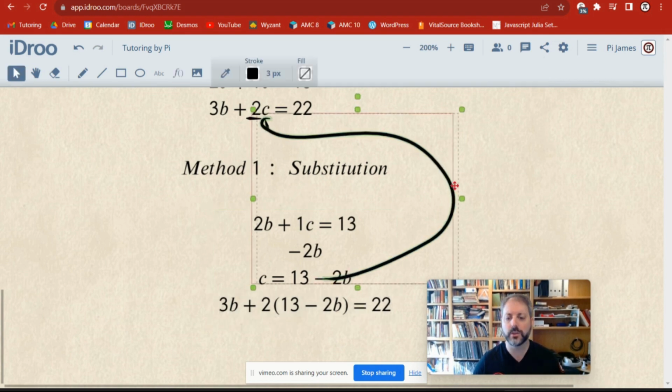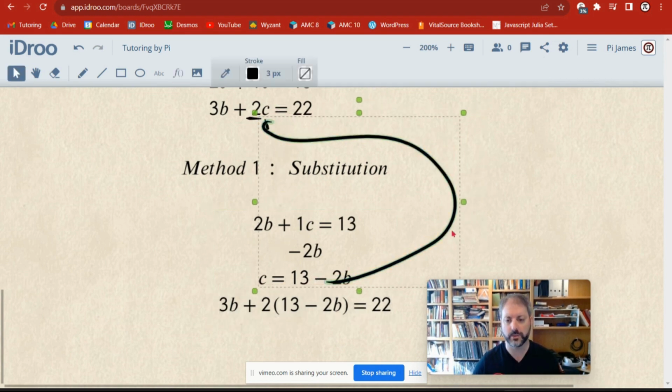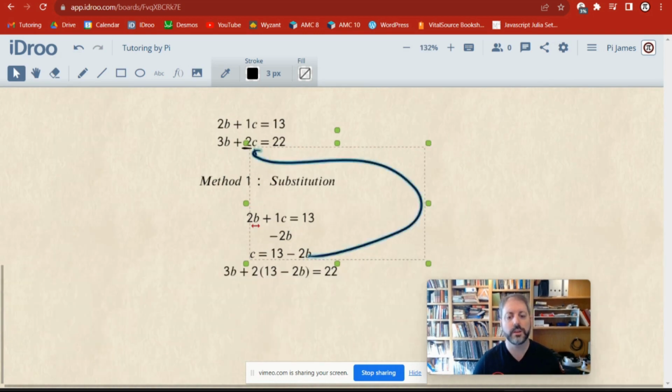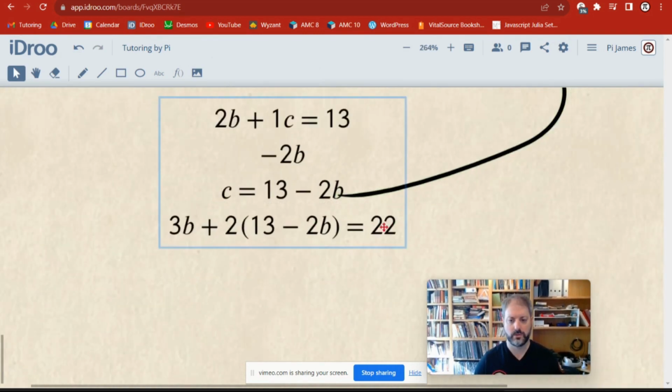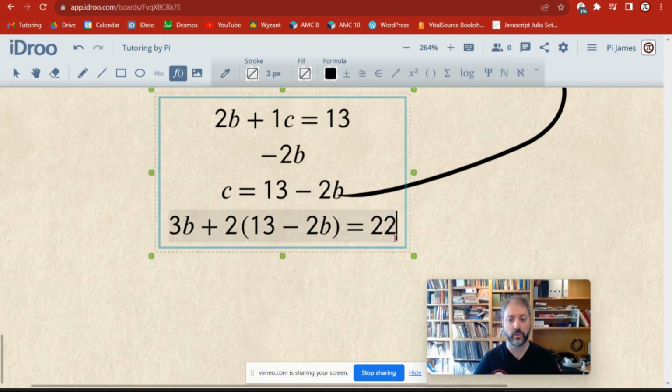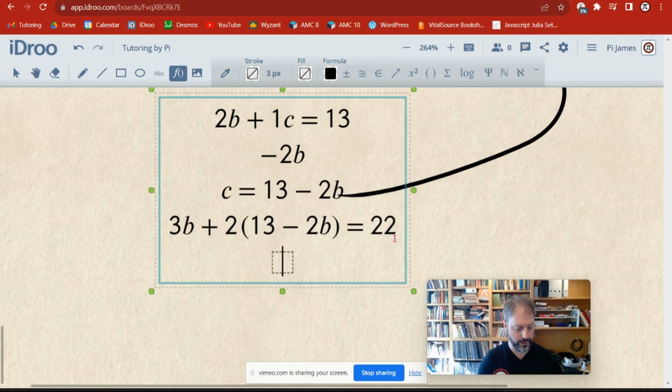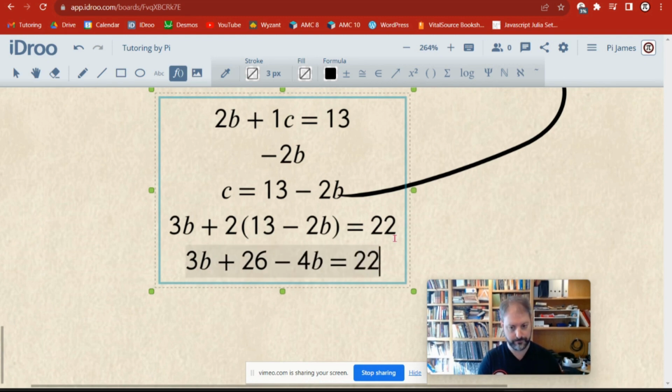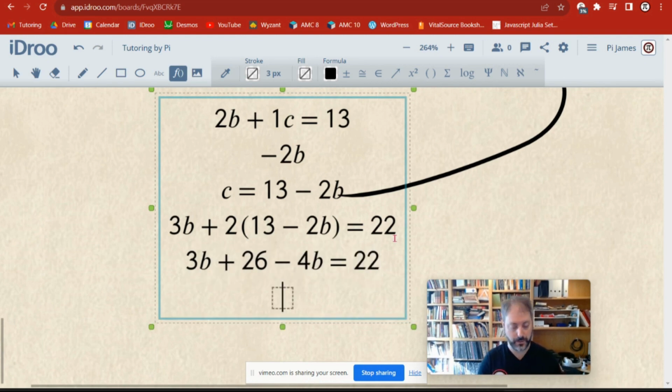Now, that just sort of gets all gross. Anyway, what we're going to do is then solve this. This is now solvable because it has only 1 variable. So we start by multiplying through this 2. We distribute. 2 times 13 is 26. 2 times negative 2B is minus 4B, equals 22. Combine like terms. Negative B plus 26 equals 22.